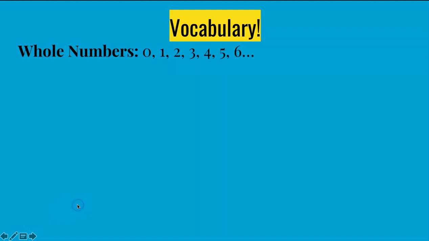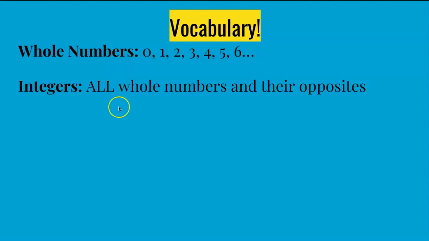Let's look at some vocabulary. You have been talking about whole numbers for years. In fact, when you were a kid, maybe you played jump rope or hopscotch and you would count 0, 1, 2, 3, 4, 5, 6. These are simple numbers. And now we're going to be adding to what we know about those numbers to learn about integers.